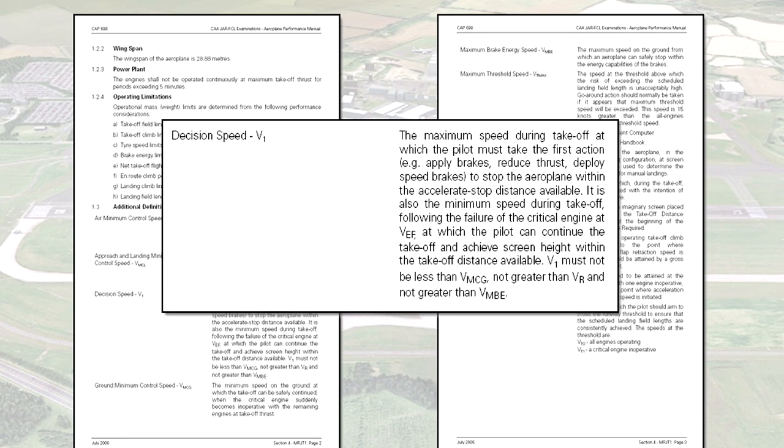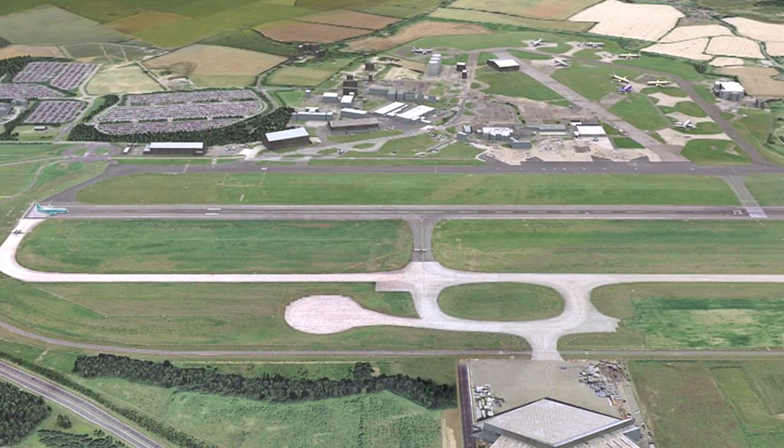V1 is called the decision speed. It is so called because V1 determines the outcome of a critical decision that must be made following an engine failure or other major systems failure. V1 is defined as being the maximum speed at which the pilot must take the first action in order to stop the aeroplane within the remaining accelerate stop distance. But V1 is also the minimum speed following engine failure that the pilot is able to continue the takeoff within the remaining takeoff distance.